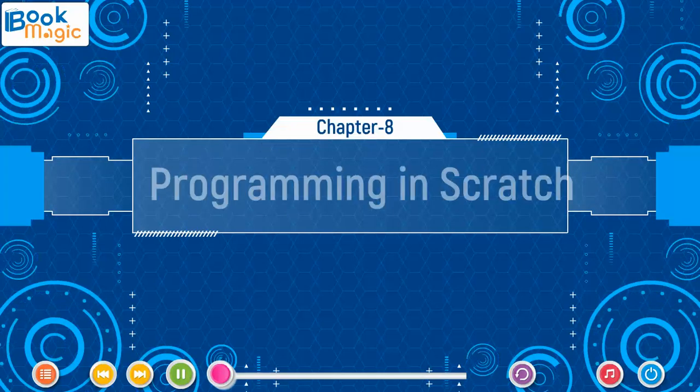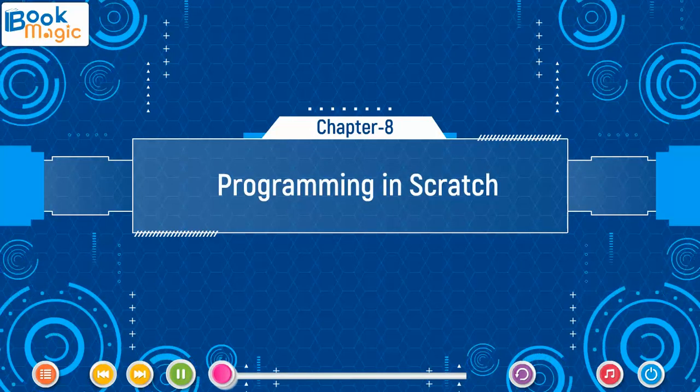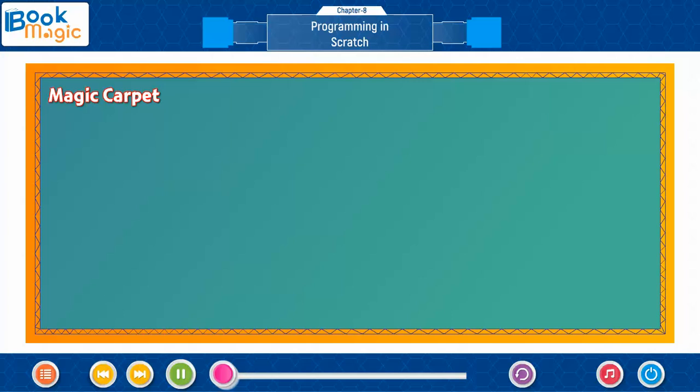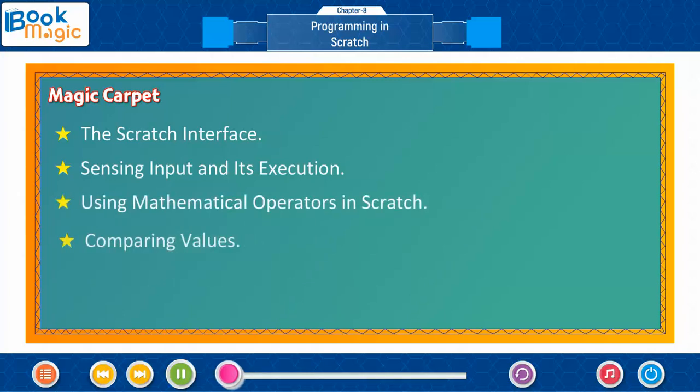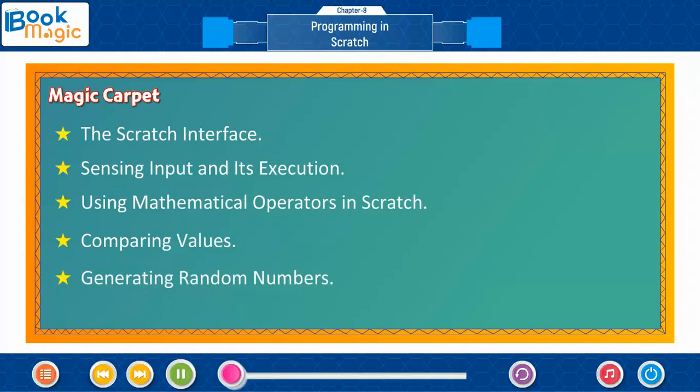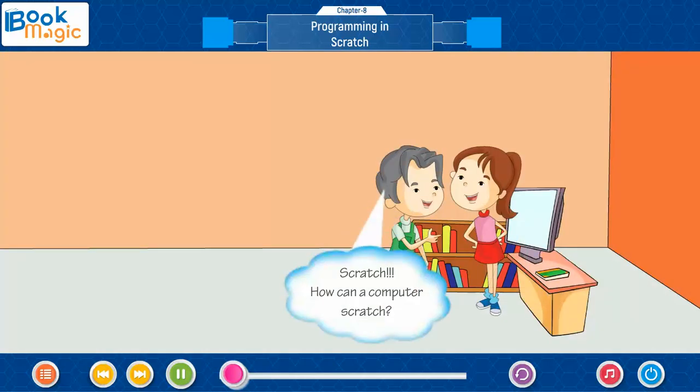Chapter 8: Programming in Scratch. Magic Carpet. The Scratch Interface. Sensing input and its execution. Using mathematical operations in Scratch. Comparing values. Generating random numbers. Changing location randomly.